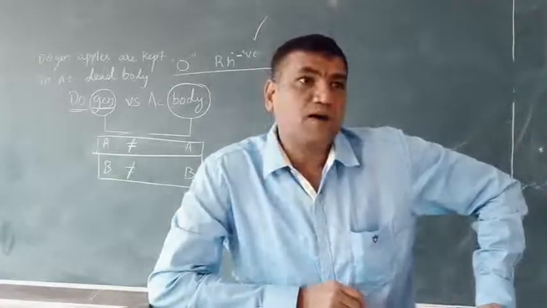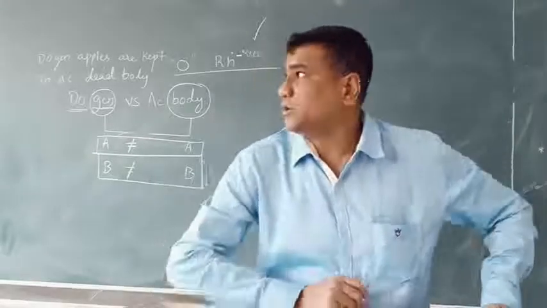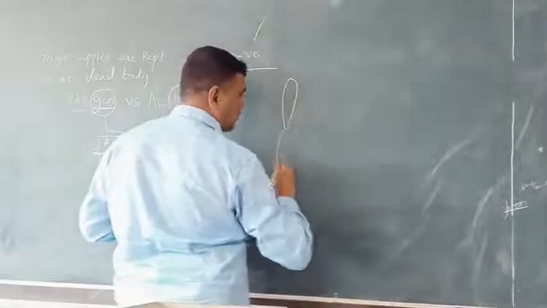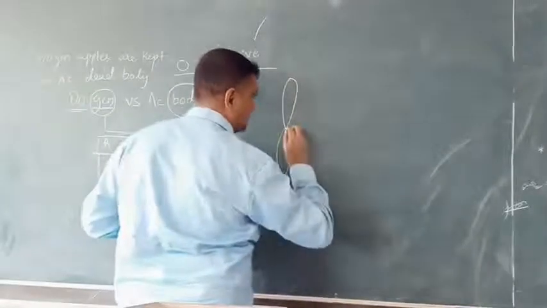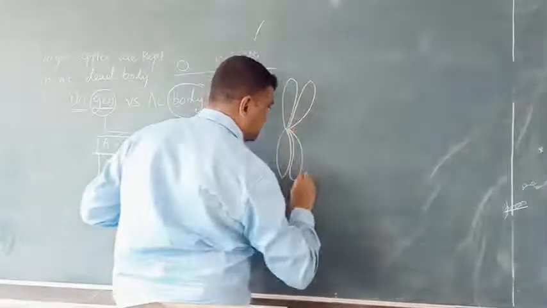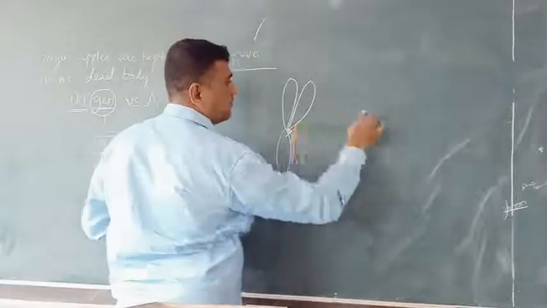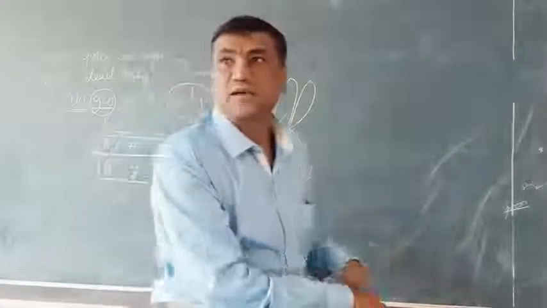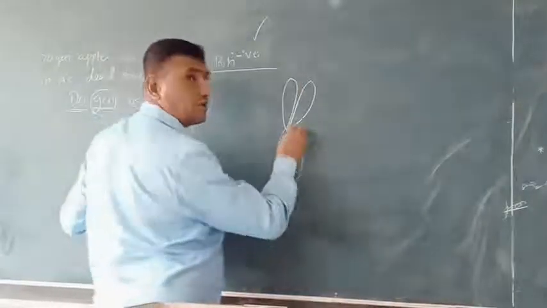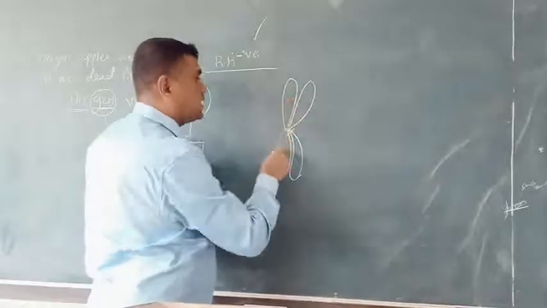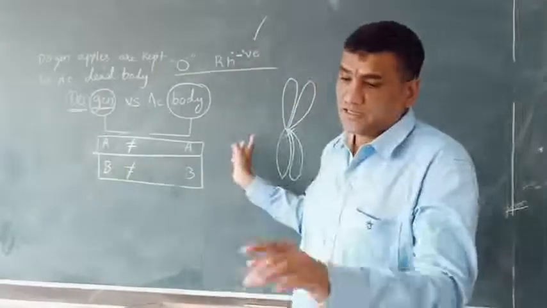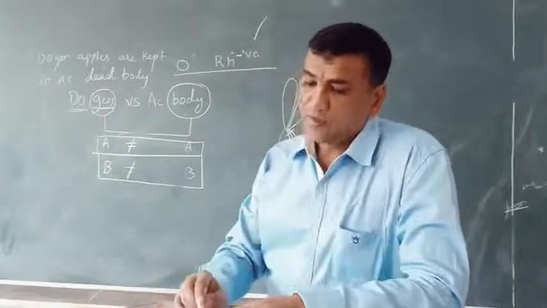Inversion: when you look at a chromosome, this will be the chromosomal size. This part will completely go and attach to some other chromosome. This occurs in chromosome number 5. That is called inversion.